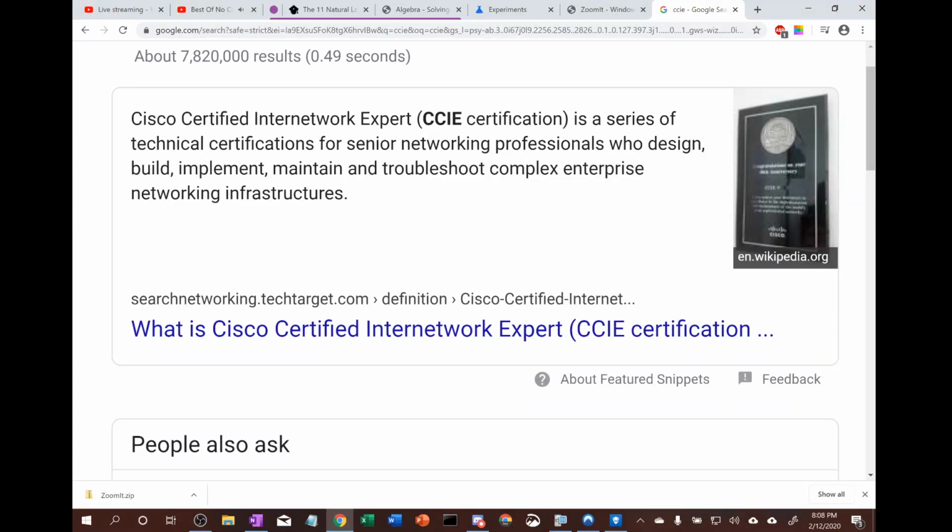Cisco Certified Internetwork Expert is a series of technical certifications for senior networking professionals who design, build, implement, maintain, and troubleshoot complex enterprise networking infrastructures. This is what John has. So if you want to be John, you've got to be CCIE. He is so much more skilled than what we use him for. For heaven's sakes, he spent 45 minutes today setting up a printer in my class, and it's got to make him feel like a math genius teaching kids how to do 1 + 1.